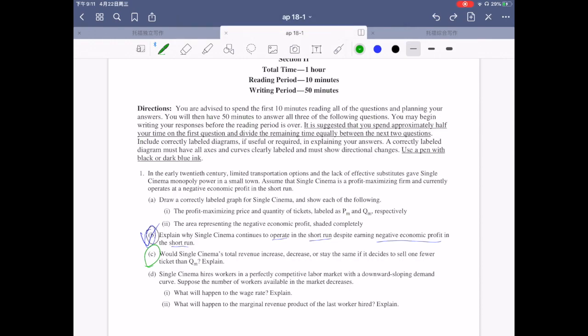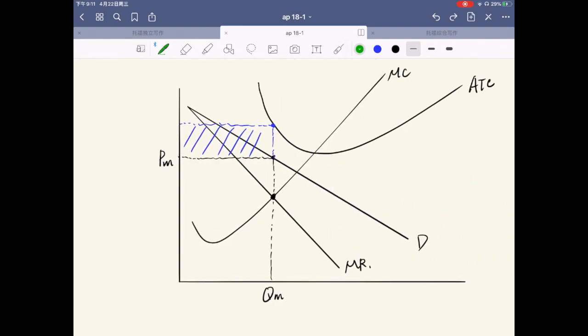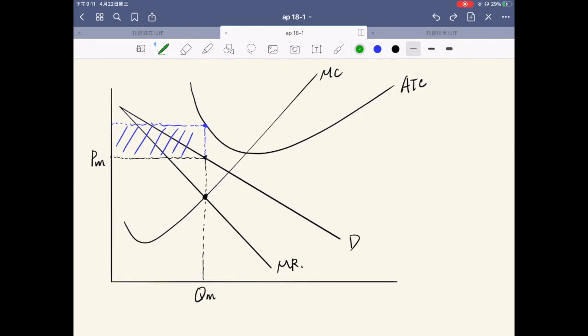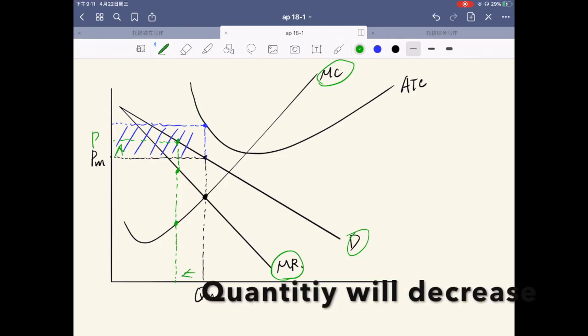Would the single cinema's total revenue increase, decrease, or stay the same if it decides to sell one fewer ticket than QM? Explain. So here the graph is the same as in A, and it says to sell one fewer ticket than the QM, so QM will drop. The first point is on the MC, and the second point is here, MR, and up to the demand. So as you can see, the price will increase and the quantity demanded will decrease.